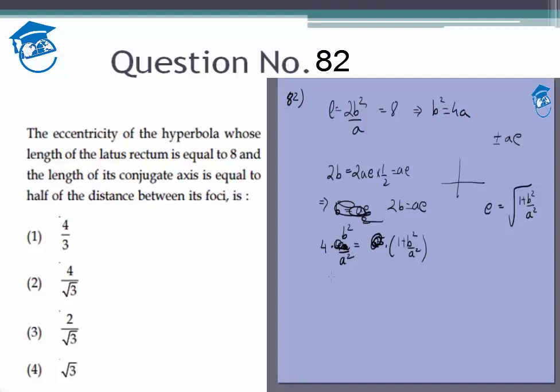Okay, so the equation we get is 4 times e squared minus 1 is equal to e squared, which means 3e squared is equal to 4, which means e squared is 4 by 3, or e is 2 by root 3. So the answer to this question will be e is 2 by root 3, which is option 3.